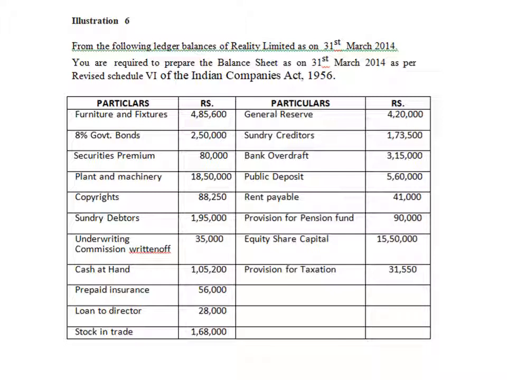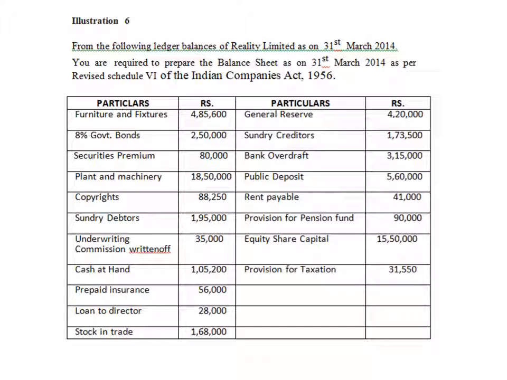So what we have to do here is we have to add it up with furniture and fixtures. Copyrights are intangible assets, intangible fixed assets. Sundry debtors comes under the heading of trade receivables. The next one is underwriting commission written off. It is an other non-current asset. Cash at hand should be shown at cash equivalents. Then we have prepaid insurance. Prepaid insurance is other current asset. Loan to the director is a short-term advance. Stock in trade should be shown under inventories.